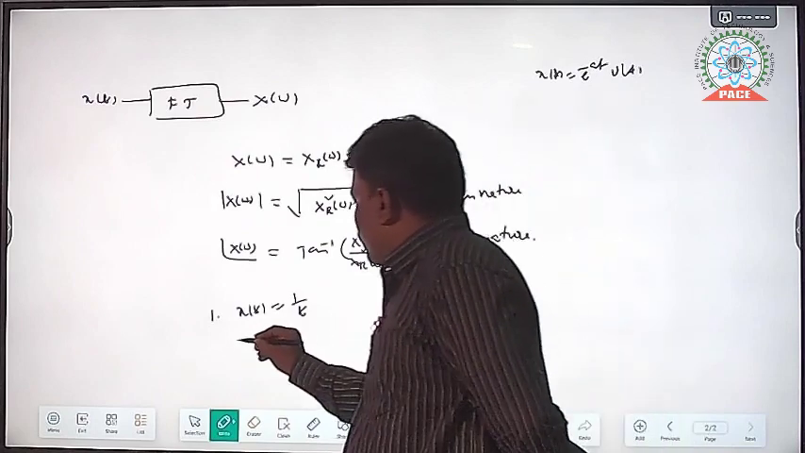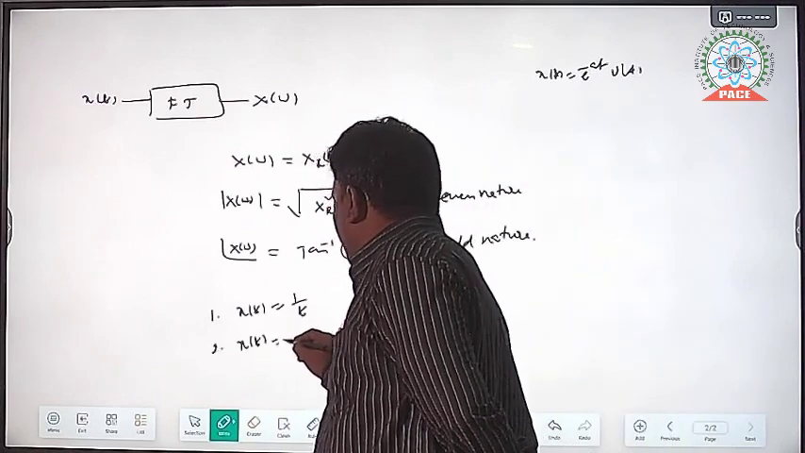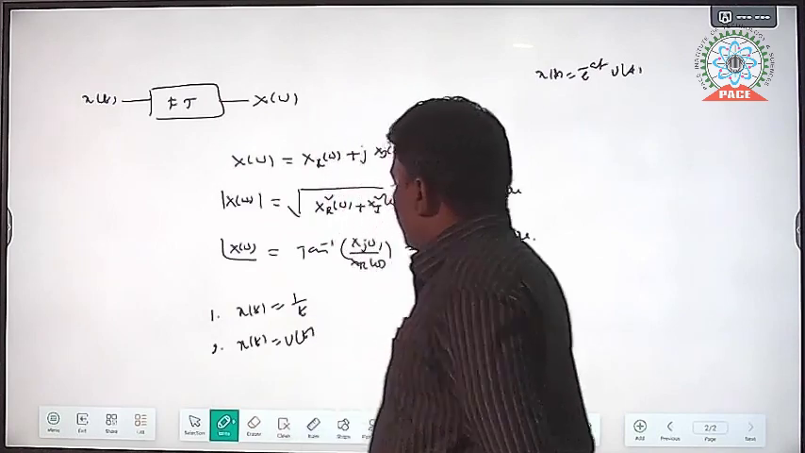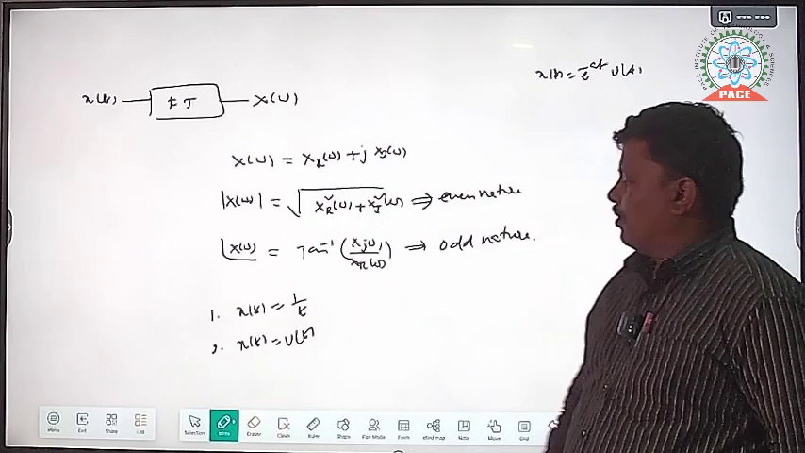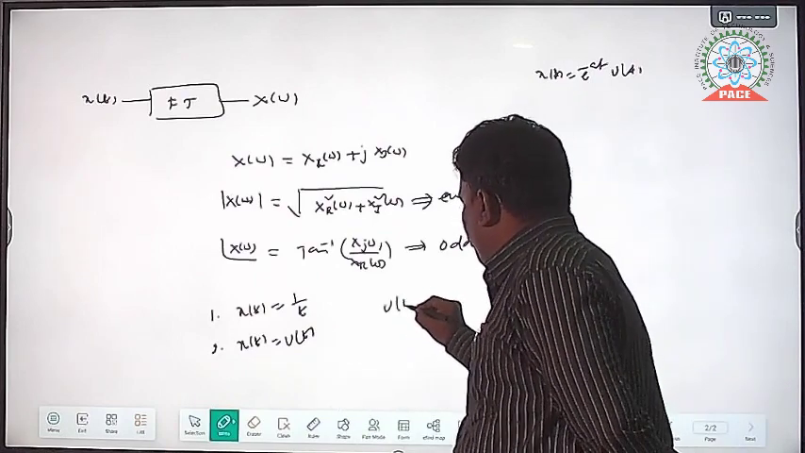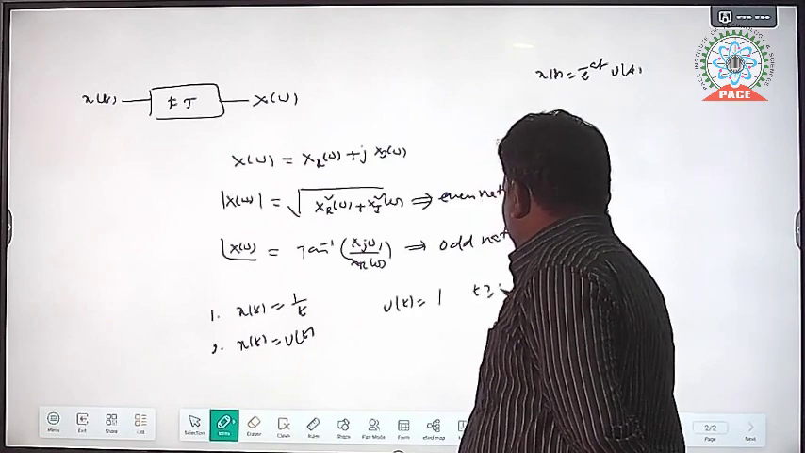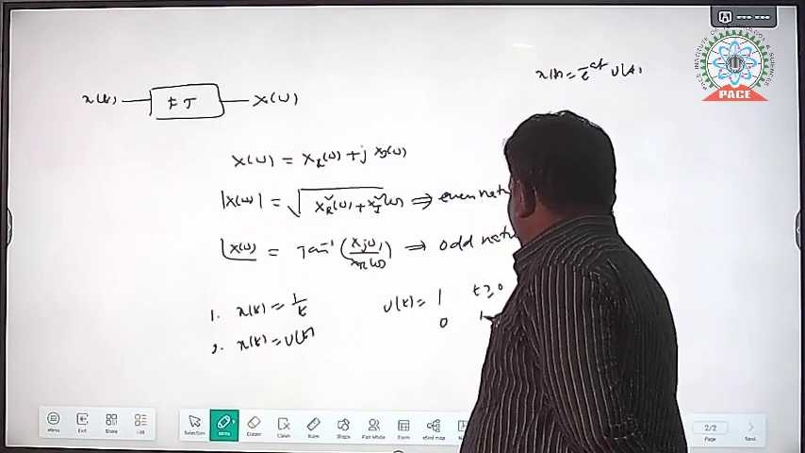Next, the second one is x of t equal to u of t. This signal also cannot have the Fourier transform applied, because u of t is the unit step signal: u of t equals 1 for t greater than or equal to 0, and u of t equals 0 for t less than 0.